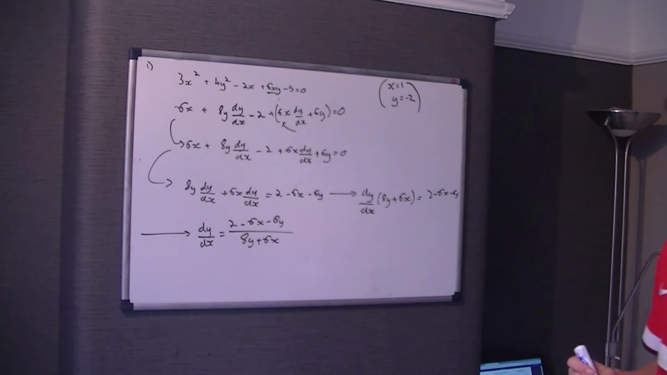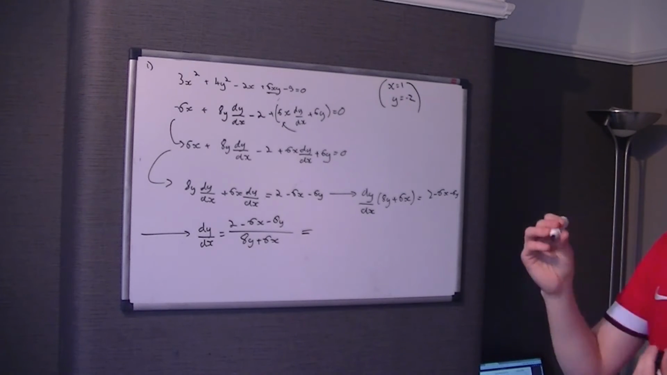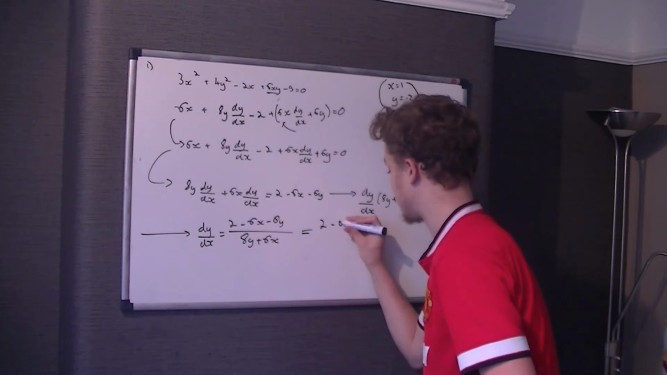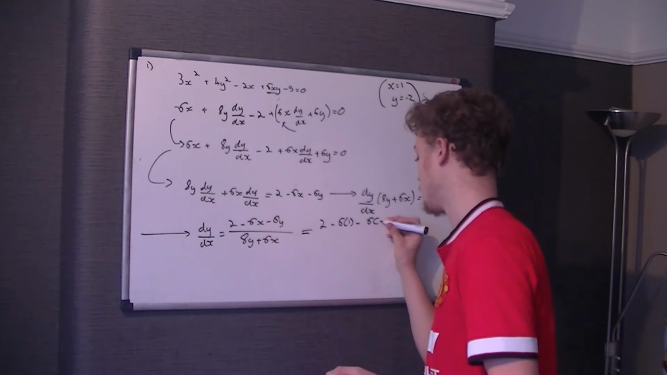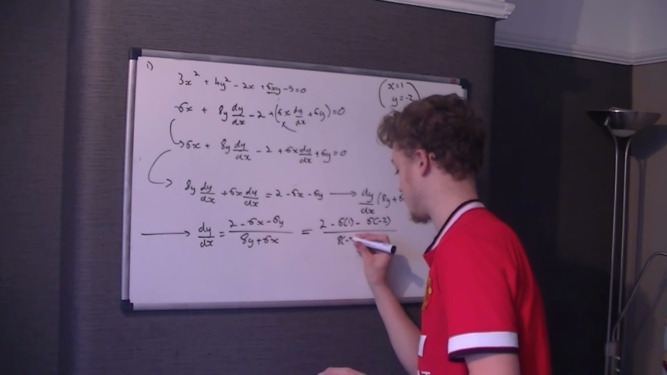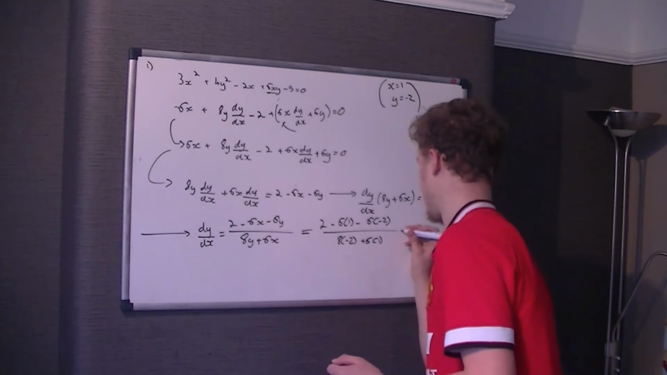So obviously the next thing we're going to do, as you do in any differentiation question, is sub in what you know. So we know what x and y are, so 2 take 6 times, and I would bracket this off, so remember x is 1 and y is minus 2, and that's over 8 times minus 2 plus 6 times 1.